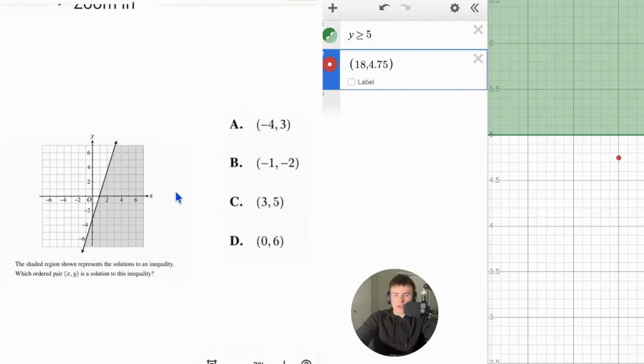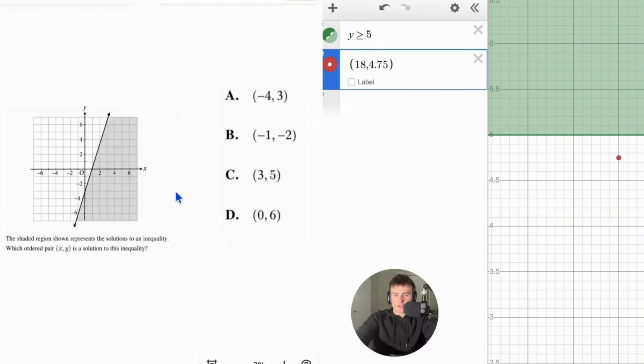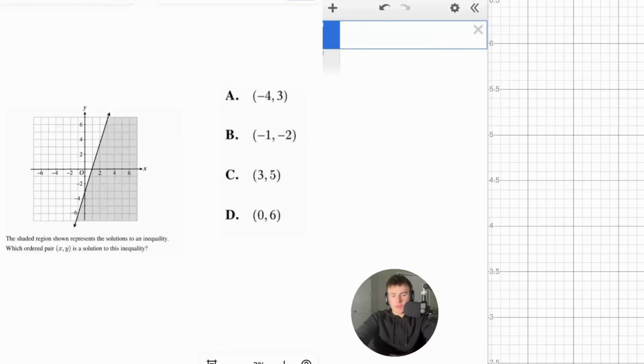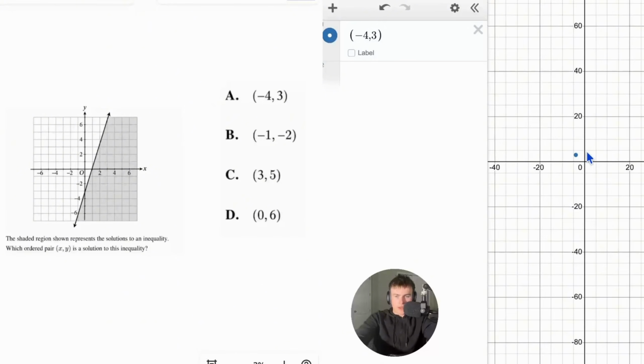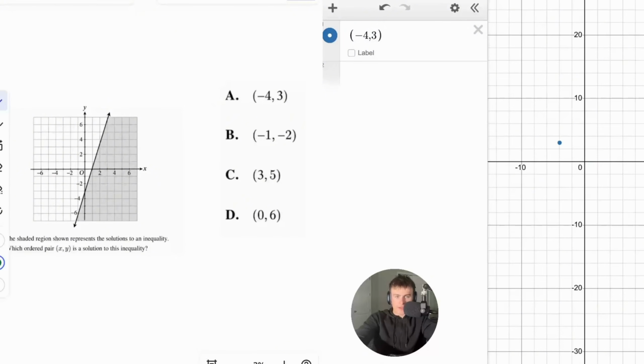This one says the shaded region represents the solutions to an inequality. Which ordered pair is a solution to the inequality? So once again, the point has to be inside of this region. Let's see. First point, negative 4 comma 3. That's not even close. It's over here. So that's wrong. Now you can graph this visually or just look at it on your paper. Or I guess not on your paper, on your laptop.